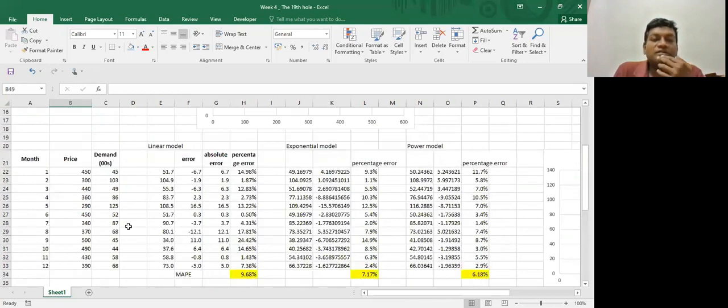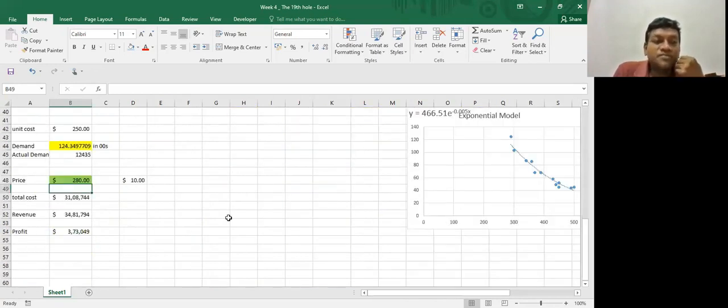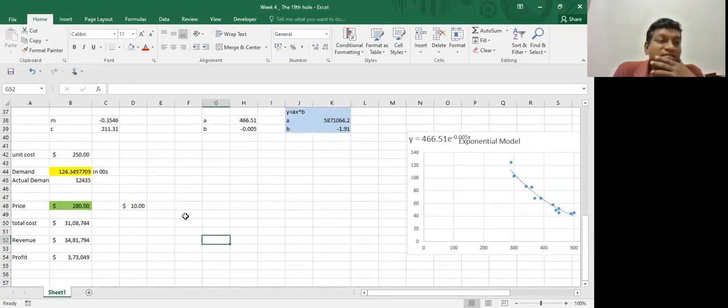So now, the simple argument would be, let's say, for instance, sell as much as you can. Okay, so let's say, for instance, sell at the highest price that you possibly can. So you notice that when I'm giving a value of 280 here, I'm making a total profit of, let's say, 3,73,049. So what if I increase the price to 600?